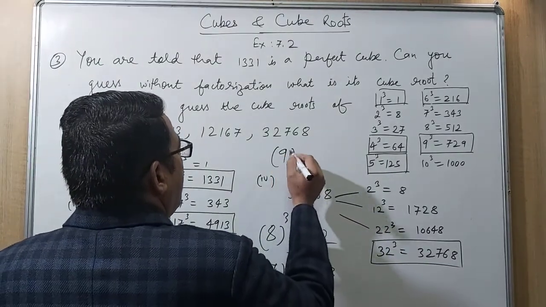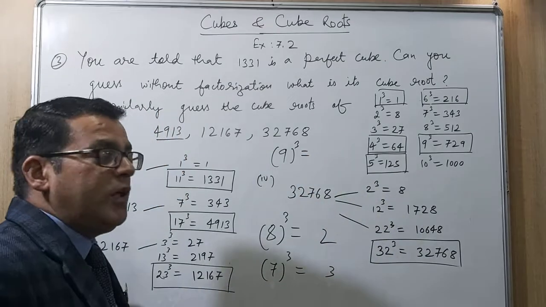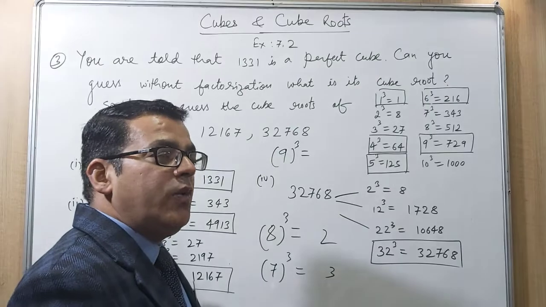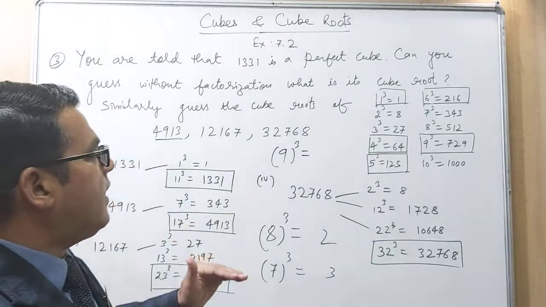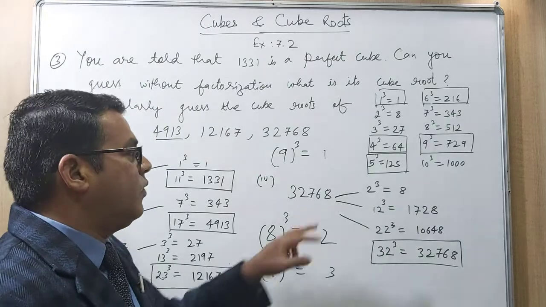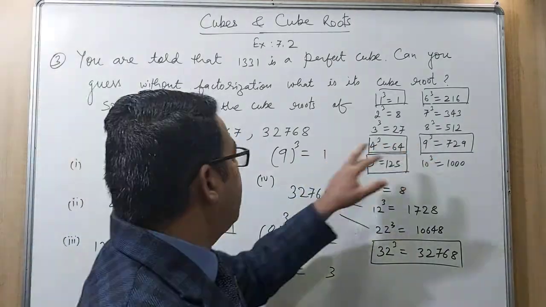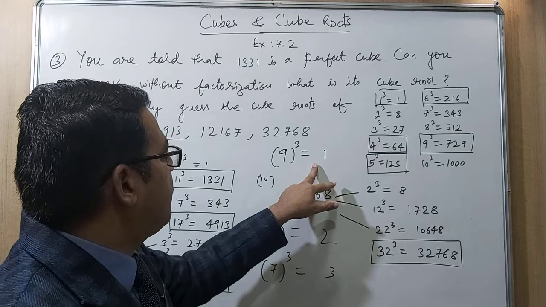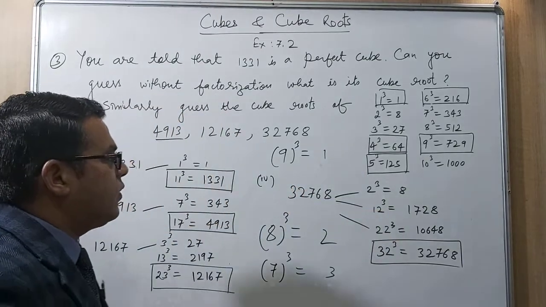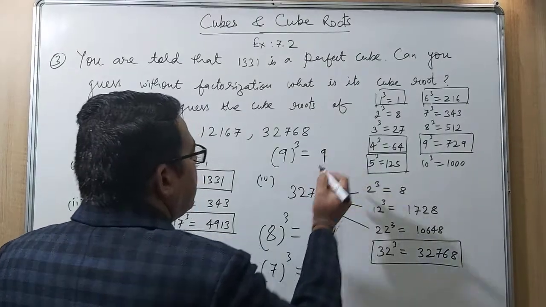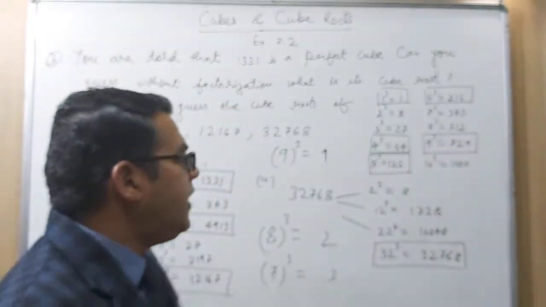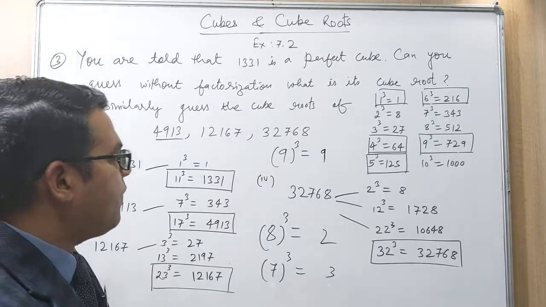9 cube, where will 9 cube end? We know that if we add 1 to 9, then only we'll have 10. So we can say that the cube of 9 will end with 1. You can check here. Sorry, cube of 9 will end with 9 only. Right? So cube of 5 will end with 5.